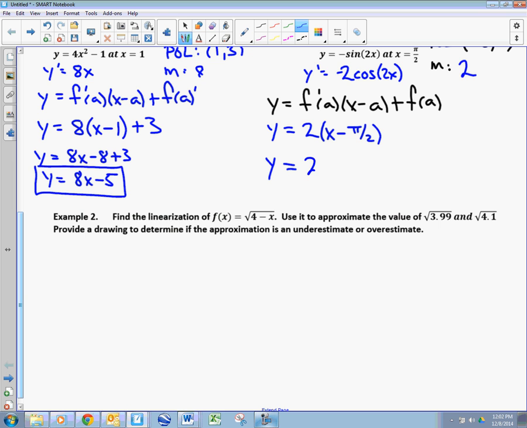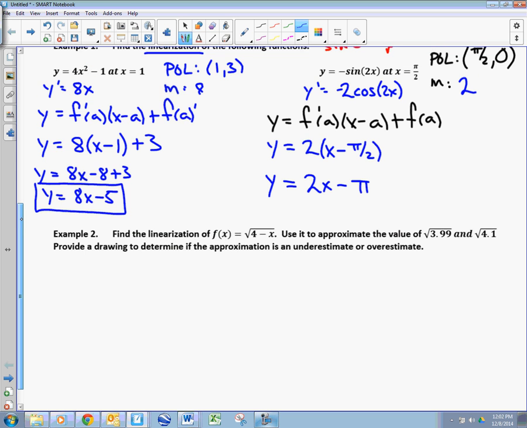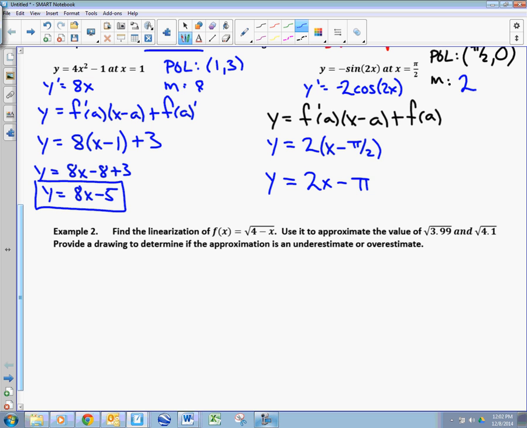Y equals 2x minus pi. That is the linear approximation of the curve at the x value pi over 2. F of a is 0.